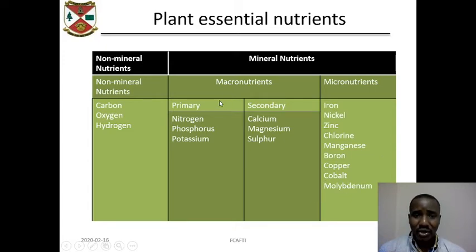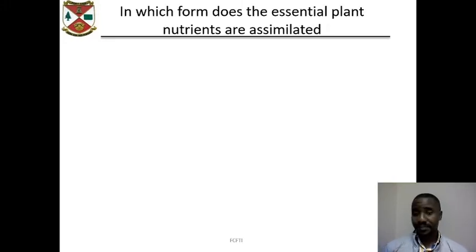Now, the macronutrients are further divided into two, primary and secondary. The primaries are your nitrogen, phosphorus, potassium, and your secondaries are your calcium, magnesium, and sulfur. Okay, and we'll talk about this in more detail.